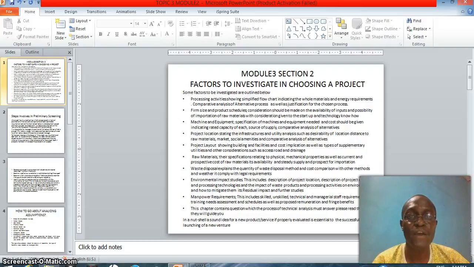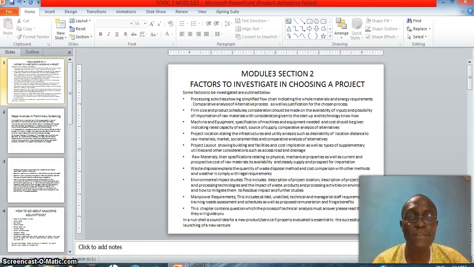Furthermore, raw materials, their specification and rating relating to physical and mechanical properties, as well as current and prospective costs of raw materials, their availability and steady supply, and prospect for importation. Also, waste disposal explains the quantity of waste, the disposal method and cost comparison with other methods, and whether it complies with legal requirements.